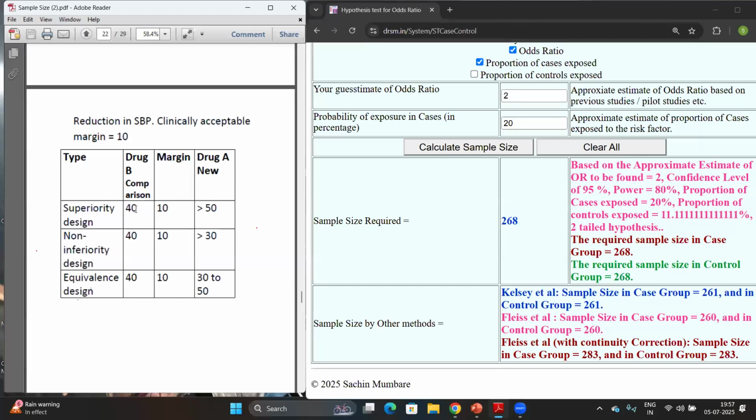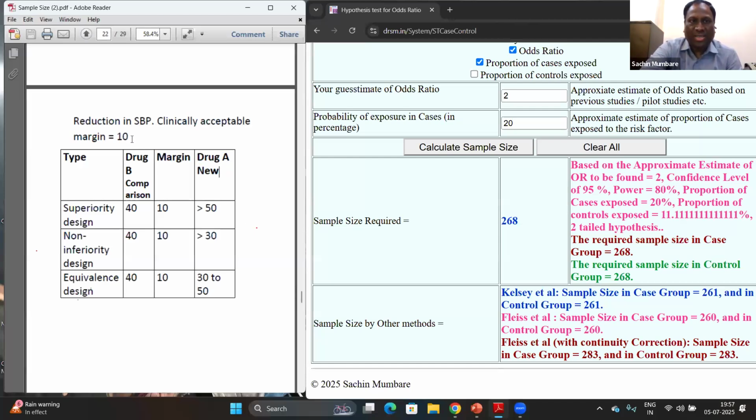Now we want to test drug A, which is our test drug. This drug B is known drug. So we want to test drug A for its superiority over drug B. And superiority margin is considered as 10. Then superiority is said only if the reduction in systolic blood pressure by our test drug is more than the margin of this over this. Means if the reduction in systolic blood pressure is more than 50 with drug A.